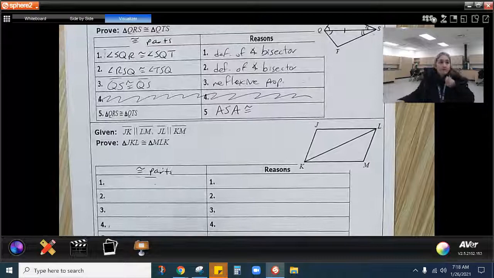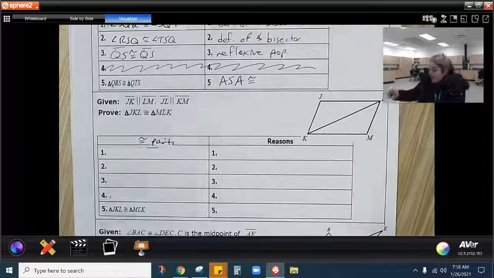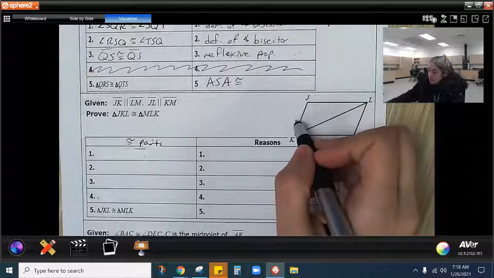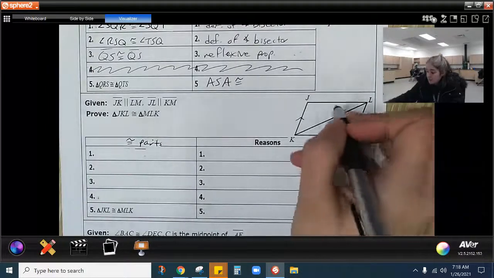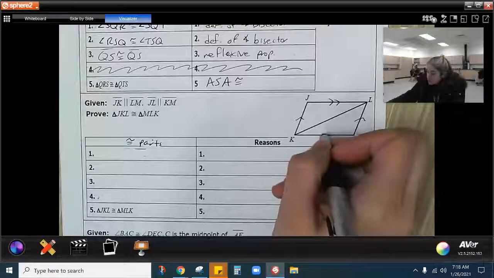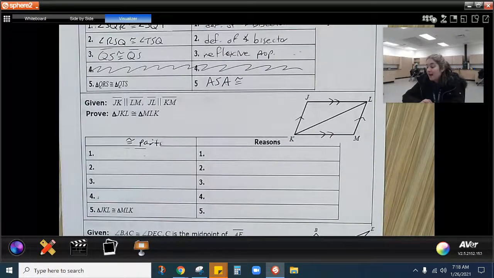All right, down here we have JK, which is this guy, is parallel to LM, so like that. And then we have JL is parallel to KM, so like that. I know there's a lot going on. I'm not going to separate these triangles out because they don't overlap. And having parallel lines is really, really important because that means we know angles, which is super useful.